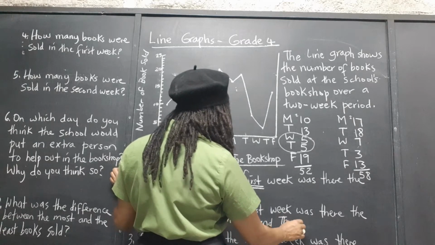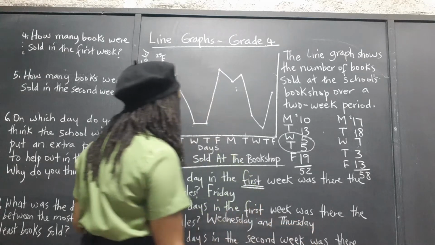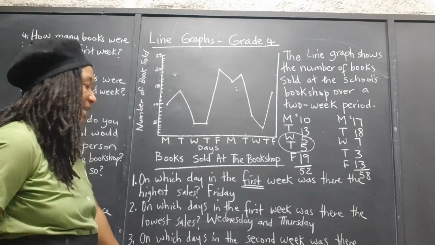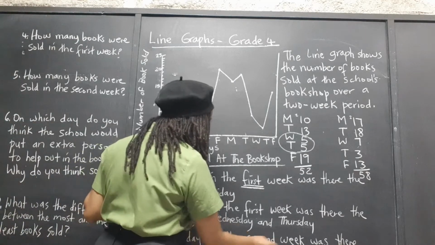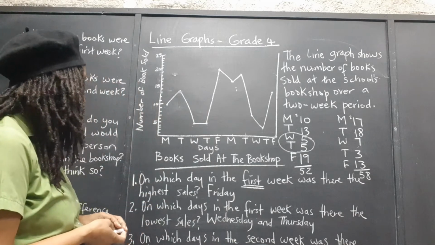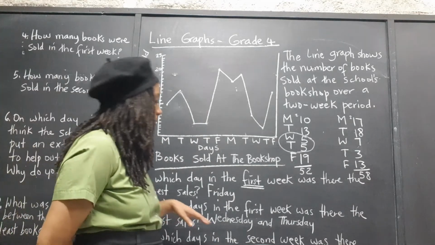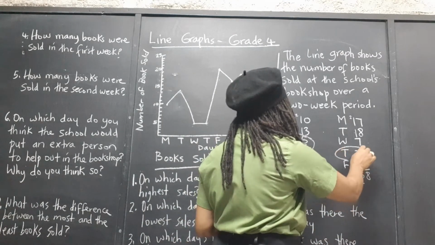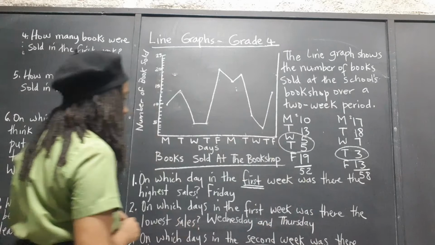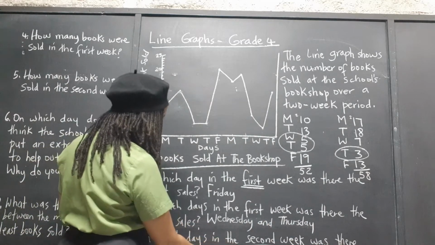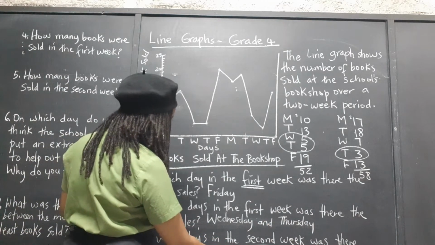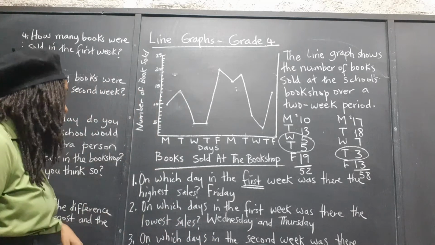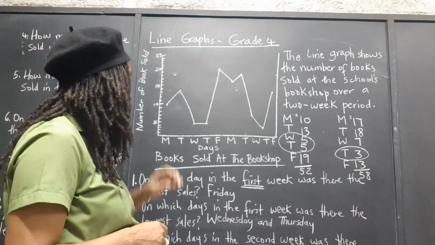Wednesday and Thursday. On which days in the second week was there the lowest sale? So now they want us to focus on the second week. The second week, the lowest sale. So that would be the Thursday. In the second week, the Thursday had the lowest sale.